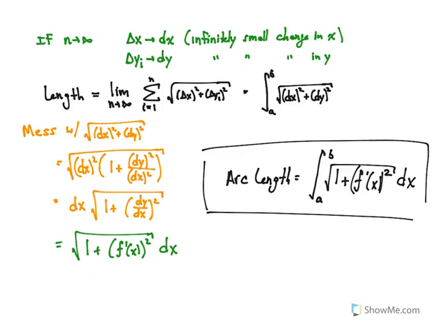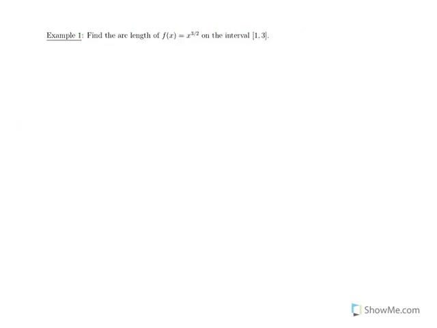With that, we're going to do a couple examples. And I said that when we have this formula, it really is just kind of plug and chug. It's not much work. We have to do an antiderivative, but it's pretty much the same every time. So let's look at a couple examples here. First one, find the arc length of the function x to the 3/2 on the interval 1 to 3. Well, the first thing we're going to need to do is find the derivative of that function.